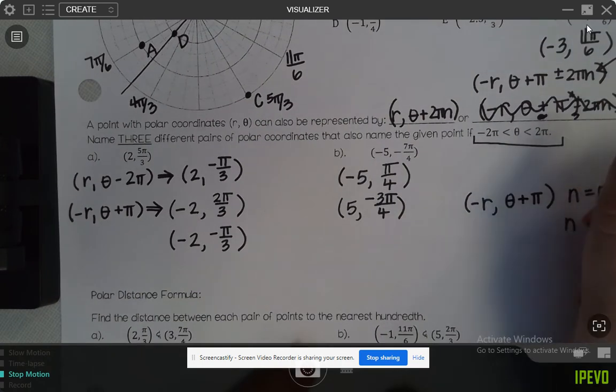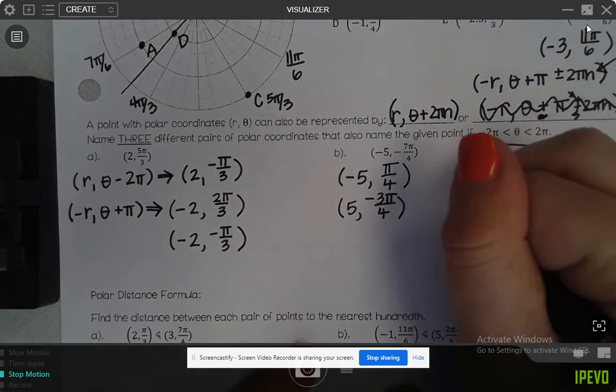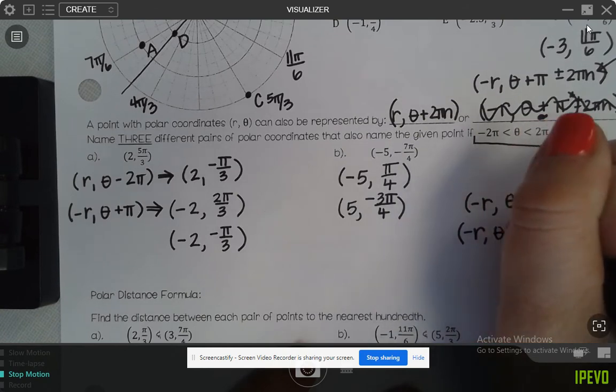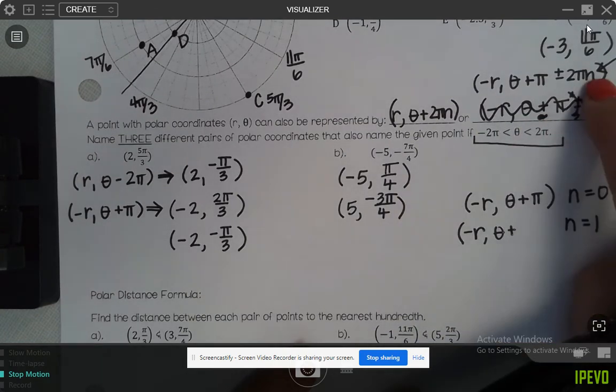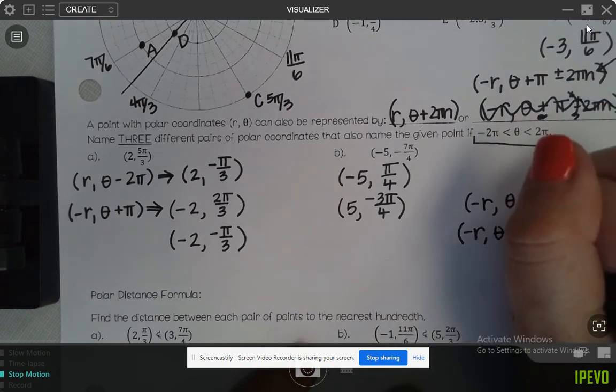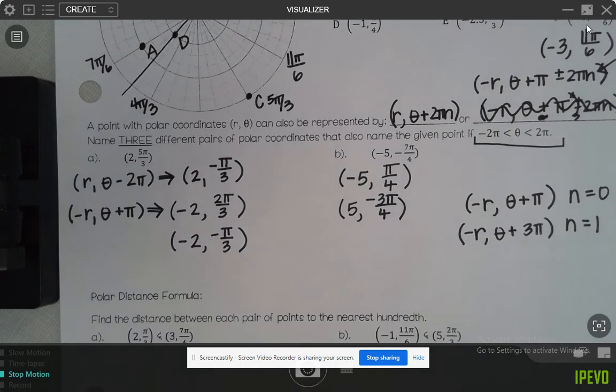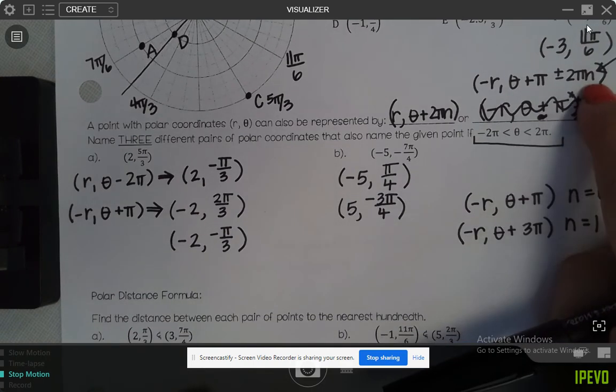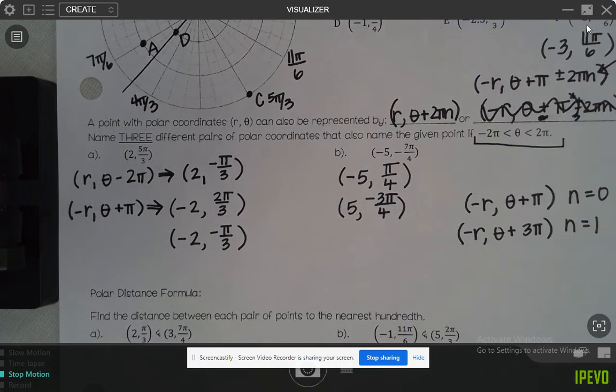So this is going to be when n equals 1. So it's going to look like this. Negative r, theta plus, well, guys, if n equals 1, this is just 2 pi, right? So this is going to be plus 3 pi. Because pi plus 2 pi? Yes? Because n equaled 1. Because you got to find two angles. I'll do another one on the back with you again. Okay?